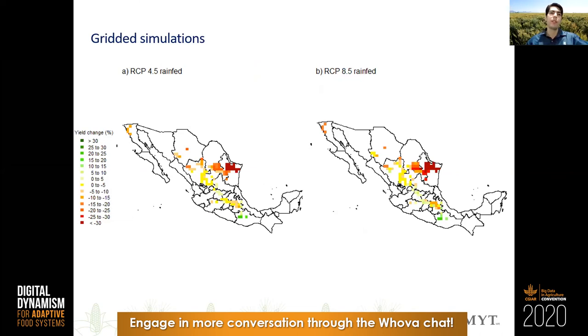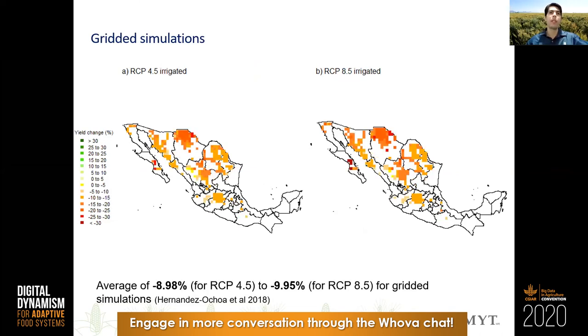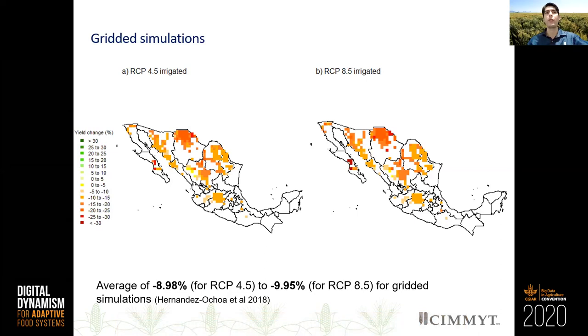So we have seen here the rain fed, and here is the irrigated. It's worth mentioning that more than 90% of the wheat production in Mexico uses irrigation. And we found similar results compared to the point simulation, with an average of -8.9% for the RCP 4.5 and -9.9% for the RCP 8.5.